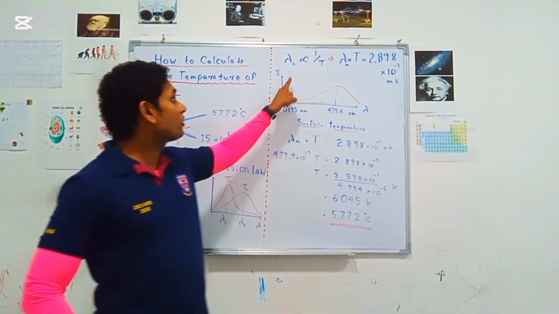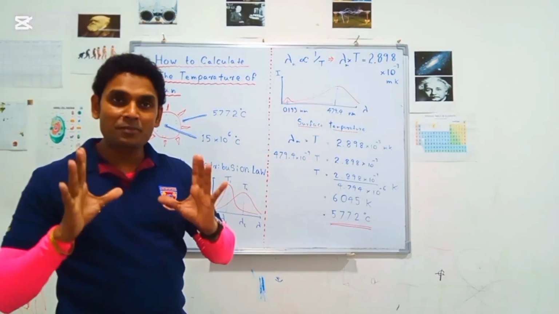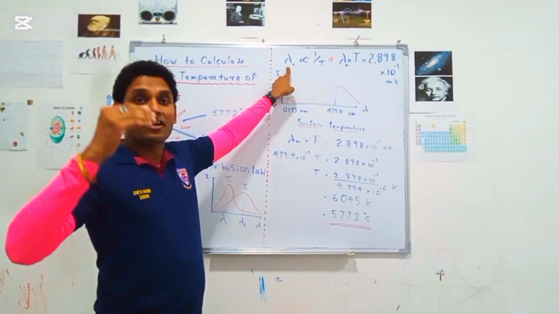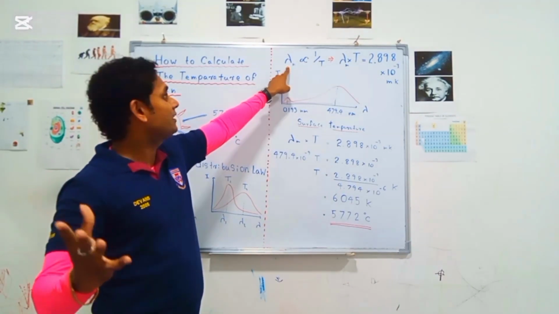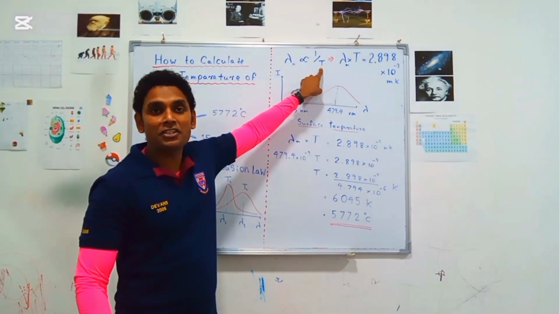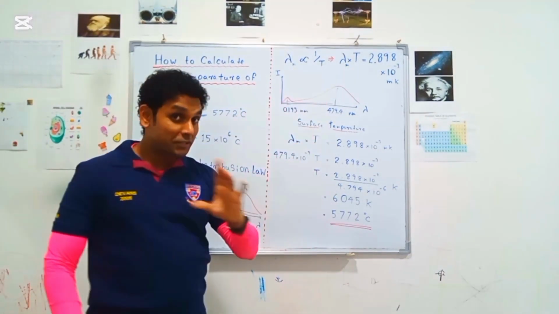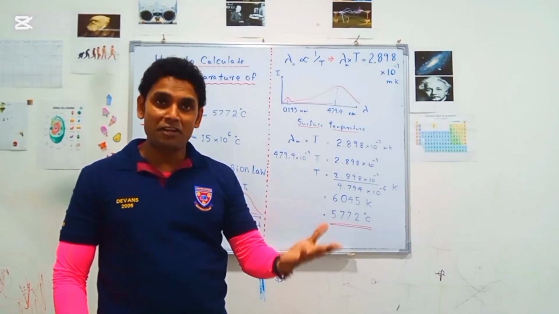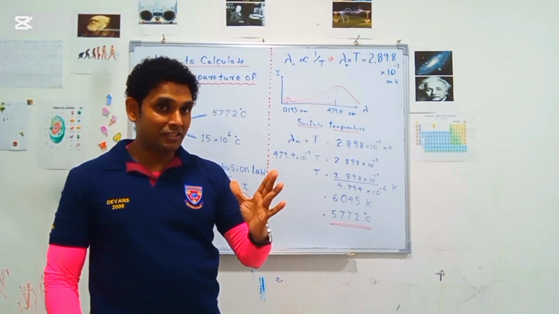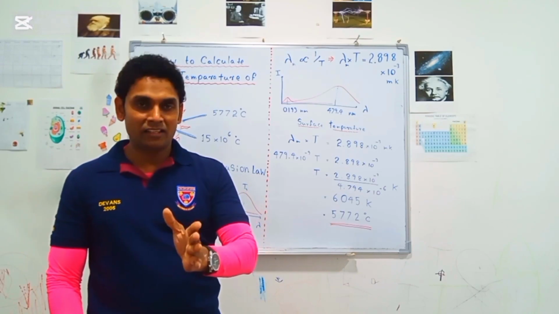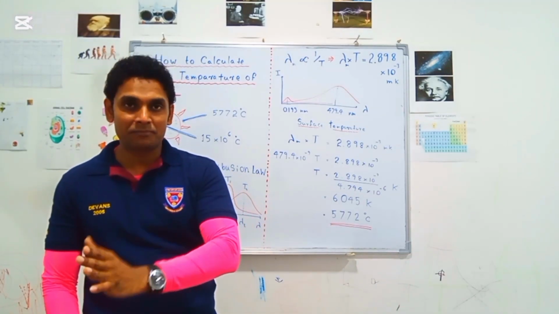Okay, now let's go to Wien's distribution law. Wien's distribution law says like this. The wavelength of the radiation which shows the highest intensity is inversely proportional to the absolute temperature of the hot object. Absolute temperature means not the Celsius temperature but the Kelvin temperature. Any Celsius temperature plus 273 will give the absolute temperature.